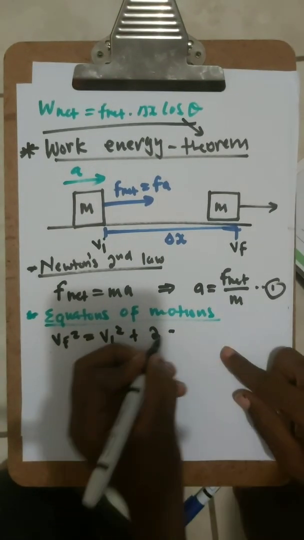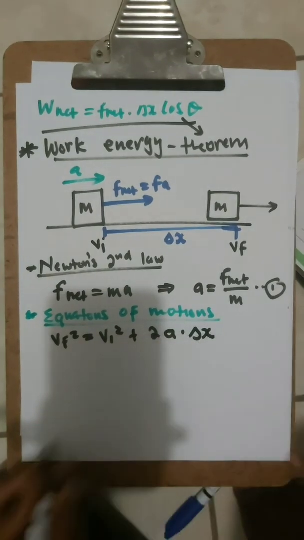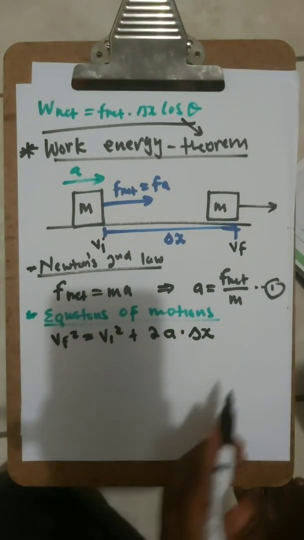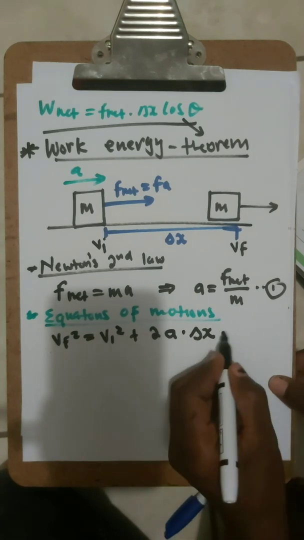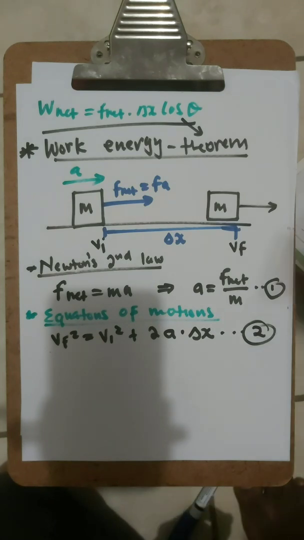What we have is 2, then acceleration, then multiply by our displacement. This is the equation of motion. Then we can simply say this one is the second equation. Label. This one is the second equation. So we have two equations, and we can solve these equations simultaneously.